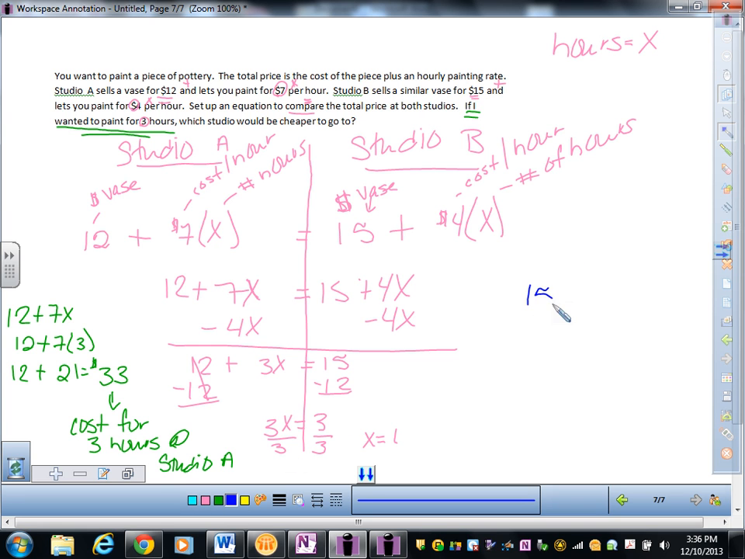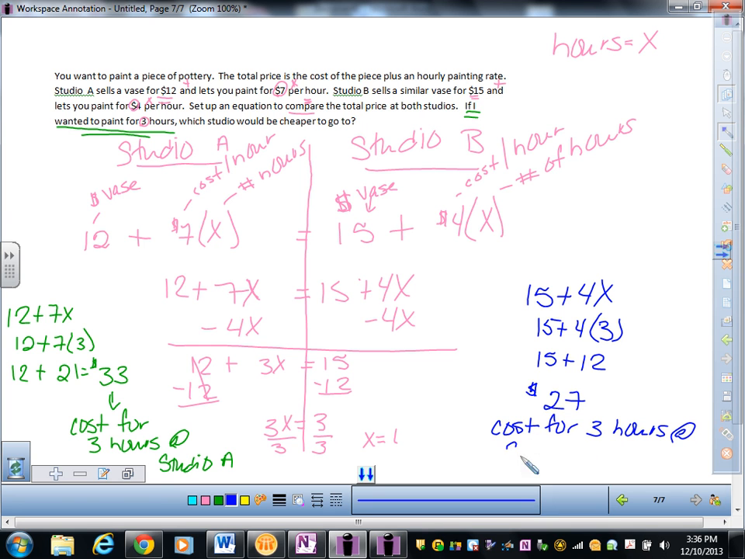Let's see what the cost is at Studio B. I had 15 plus 4x, and I want to go for 3 hours, so I will plug in a 3 for x. So I'm going to have 12 here plus 15, and that gives me $27. So the cost for 3 hours at Studio B is $27. So it's actually cheaper to go to Studio B.